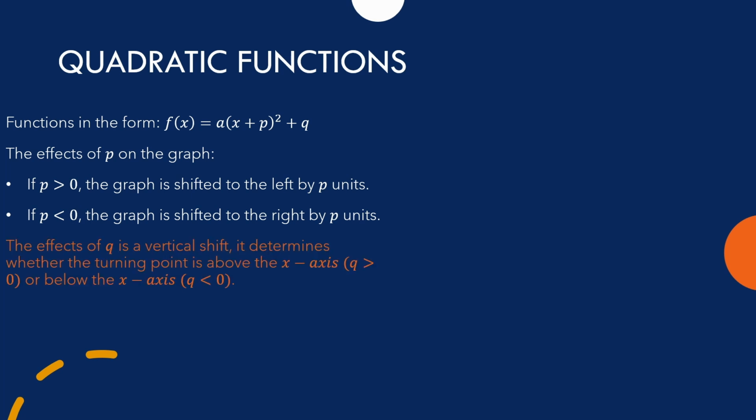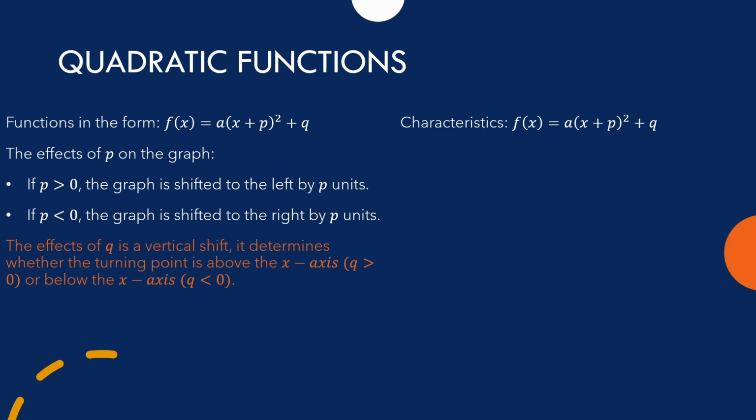The effect of q is a vertical shift. It determines whether the turning point is above the x-axis, that is when q is greater than 0, or below the x-axis, that is when q is less than 0. And the effects of a are still the same as the previous form. It determines the shape, whether it's concave up or concave down.